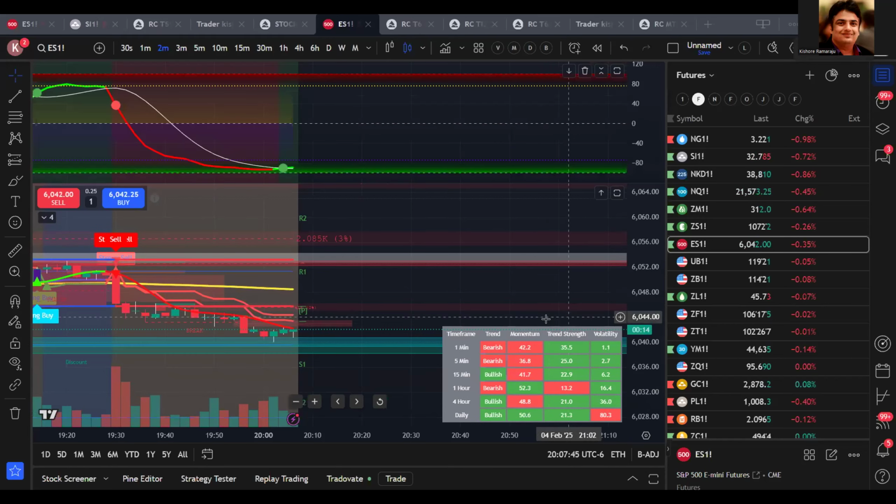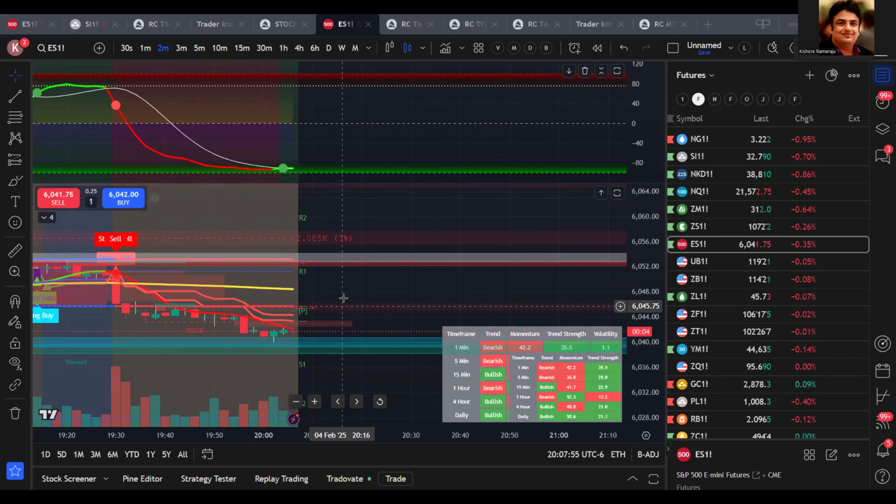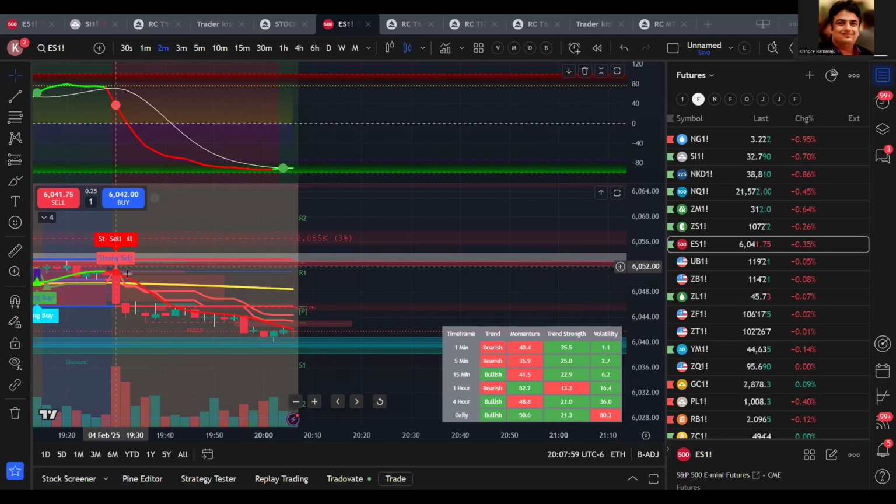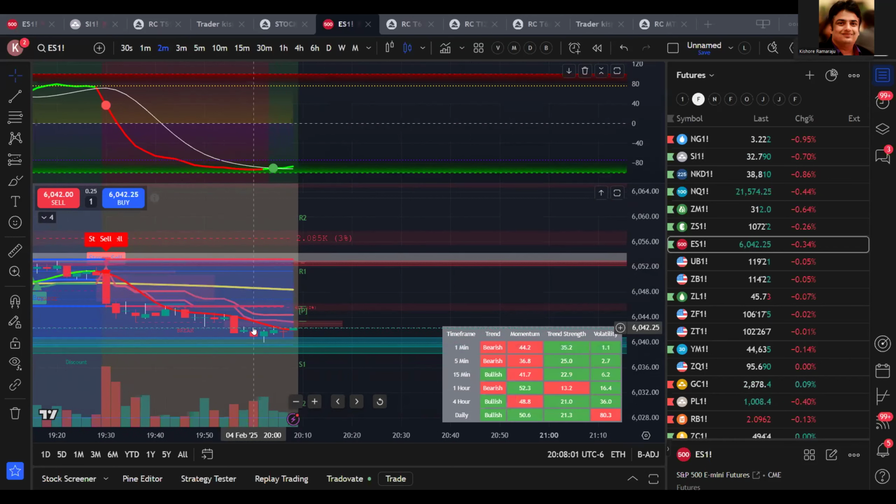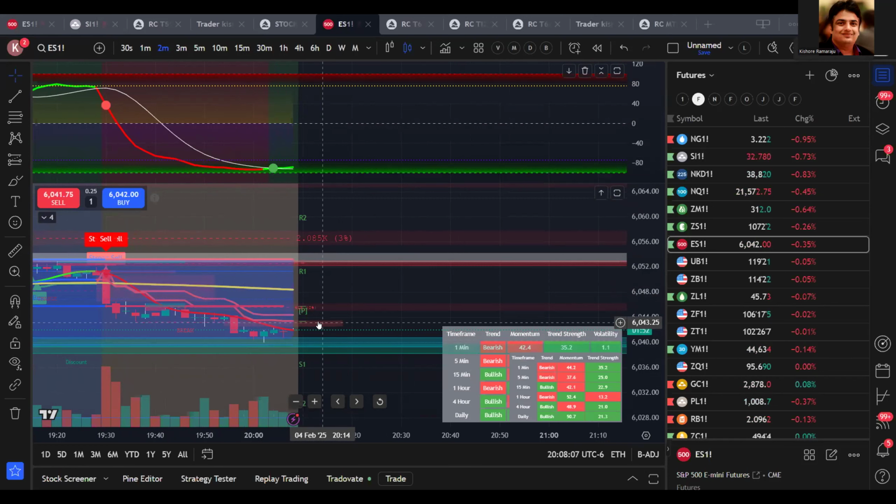Hey, good evening, everyone. Generally, in the evening time, it's always better to use a lower time frame, like 1 minute or 2 minutes, rather than 5 minutes, because volume will be less. It will be choppy. Sometimes by the time you get a 5 minute buy signal, 5 minute sell signal, suddenly the trend will get opposite. So especially during evening times, you better use 2 minutes or 1 minute.